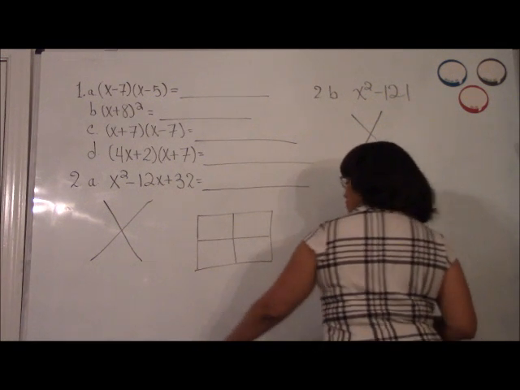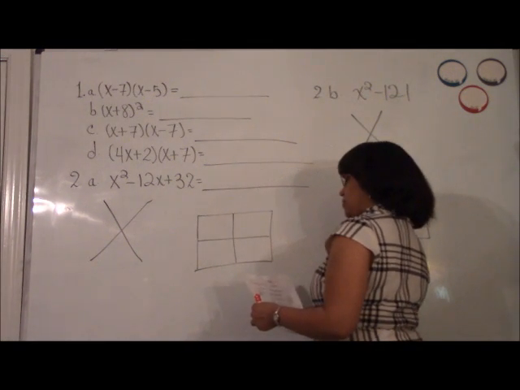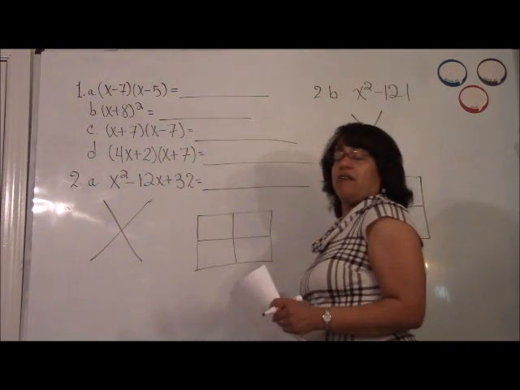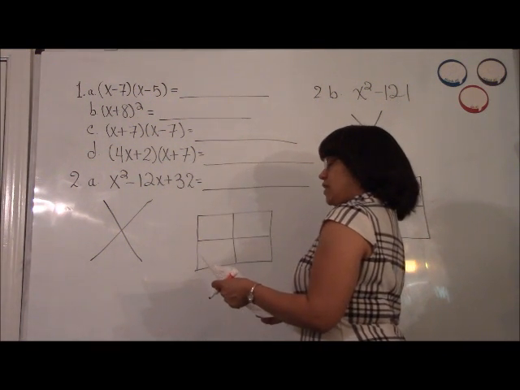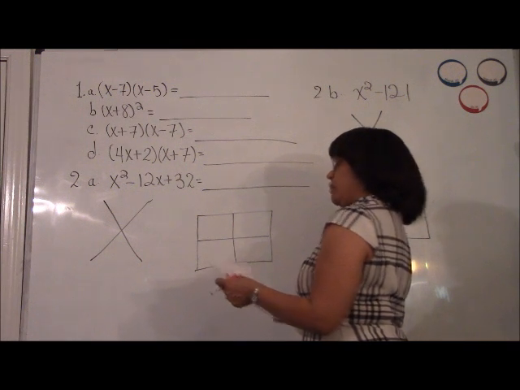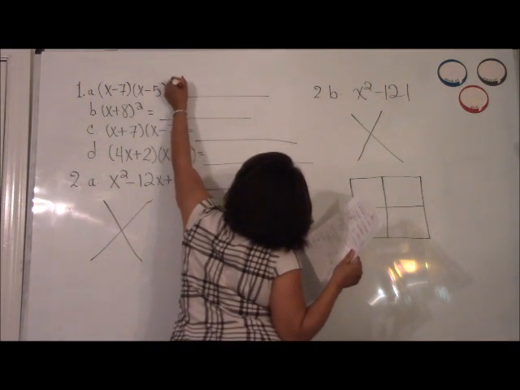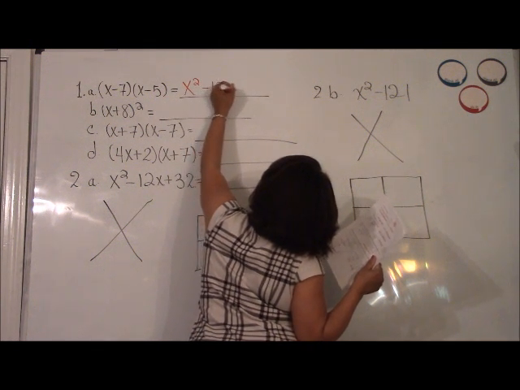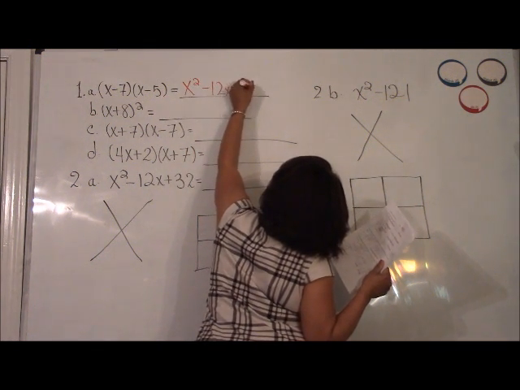Alright, so for the first part, we've done quite a bit with that, so I'm just going to put the answers for your first part. This is where you can use the box to multiply or the distributive property. The answer to 1A is x squared minus 12x plus 35. So x squared minus 12x plus 35.